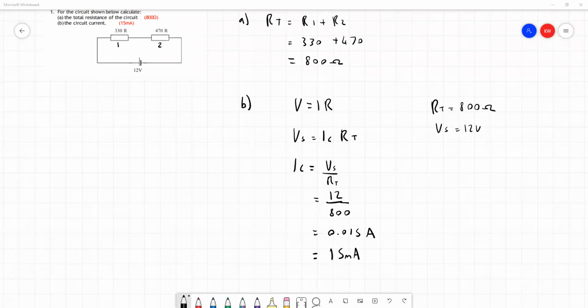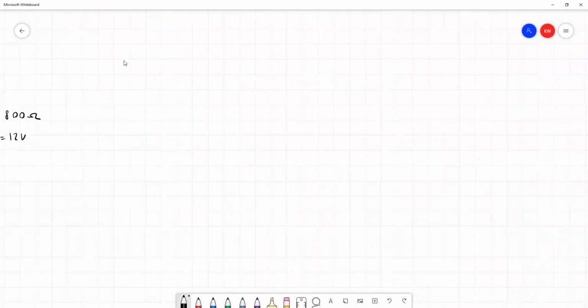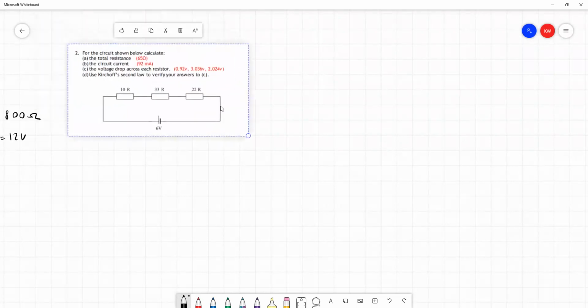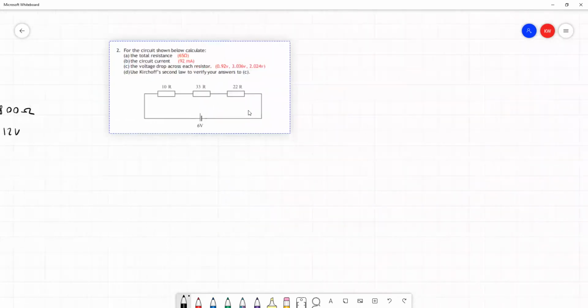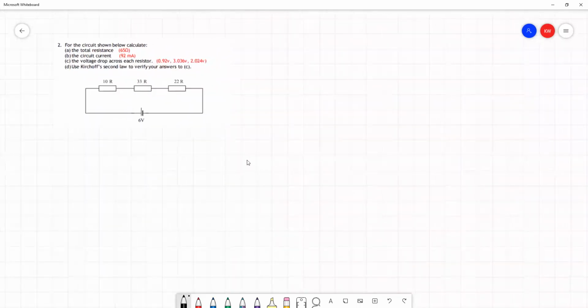Let's look now at question 2. So question 2, we have another series circuit. This time we have 3 resistors, but it shouldn't tax us too much, and we can have a look at how we're going to find out the information here now.